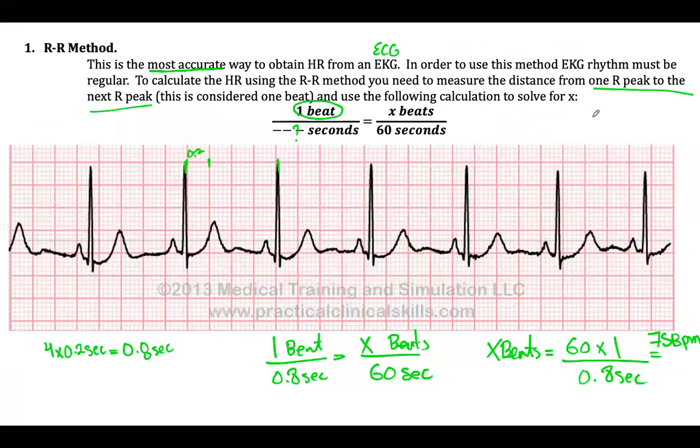Now, this is interesting. Again, the R to R method is going to be the most accurate way of measuring our ECG. So for you guys, you have an ECG on your lab assignment. All you need to do is pick one of the R to R waves and do the calculation that I've shown you here.